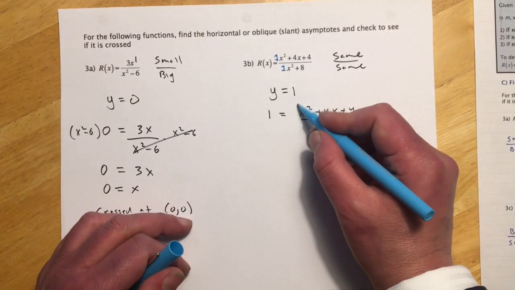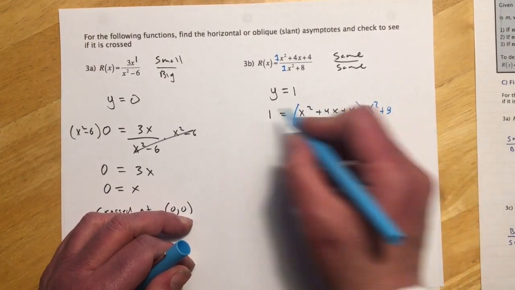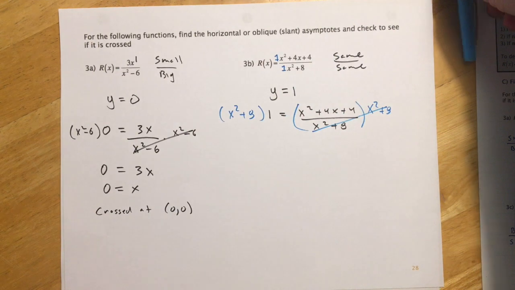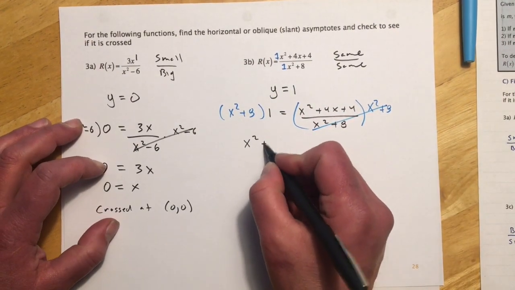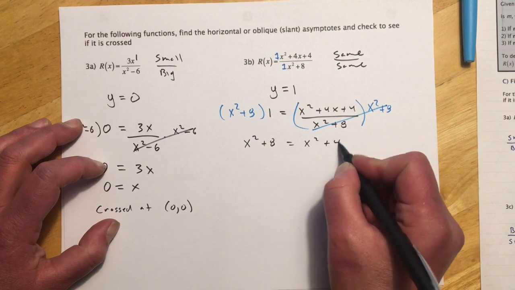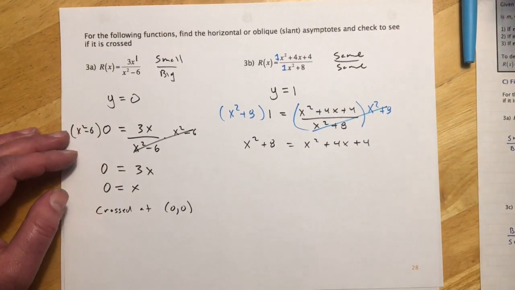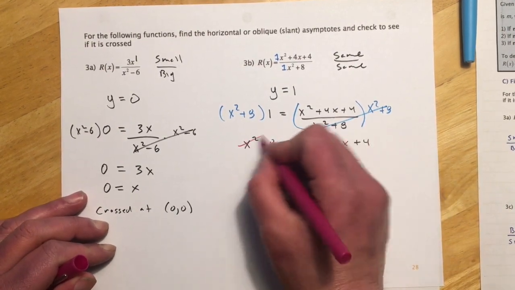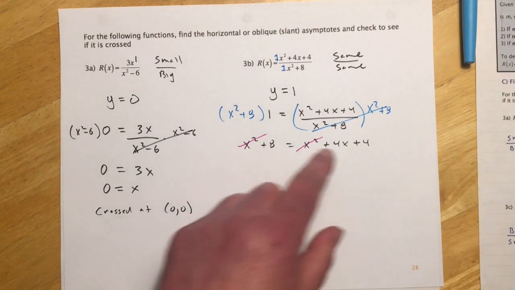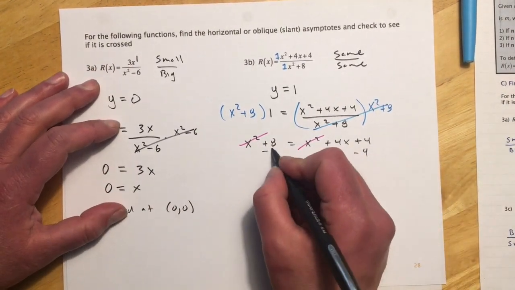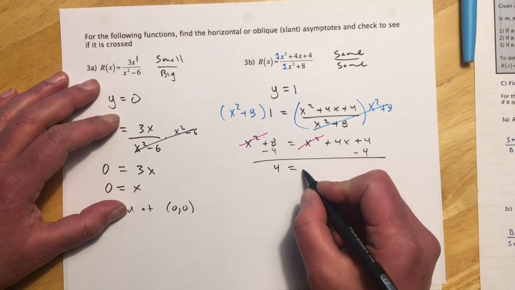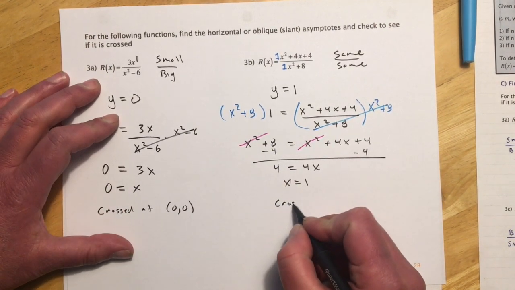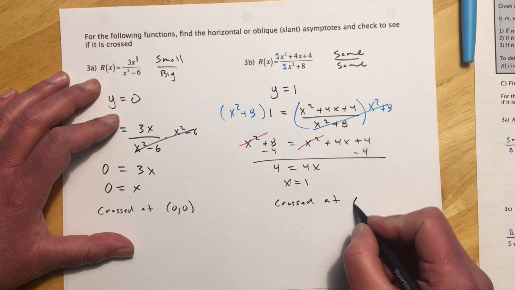And now I can multiply both sides again by x squared plus 8. Those drop out. And now I'm left with x squared plus 8 equals x squared plus 4x plus 4. So since both sides have x squareds, I can cancel those. It's the same as if I subtracted it over, because it would just be 0. And now I'm left with 8 equals 4x. I'll subtract my 4 over, and I get 4 is equal to 4x, or x is equal to 1. And so this one is crossed at 1, 1.